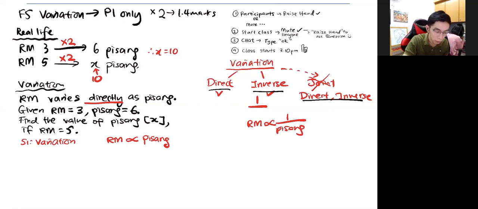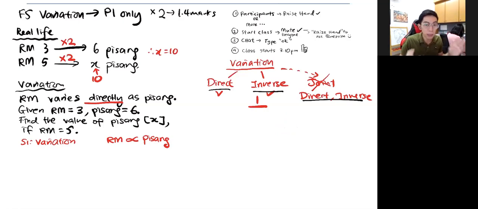Okay, very easy. I will erase this part. So we go back to our directly version. Variation: RM varies as pisang. Then next, the problem is that by writing RM varies as pisang, we can't solve anything because this is not an equation. We need an equation to solve. Now I will go back to the real life example where we use common sense to solve.